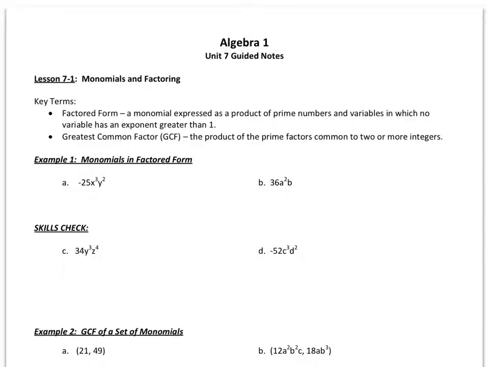Lesson 7.1, Video 1. Key terms. Dealing with monomials and factoring.